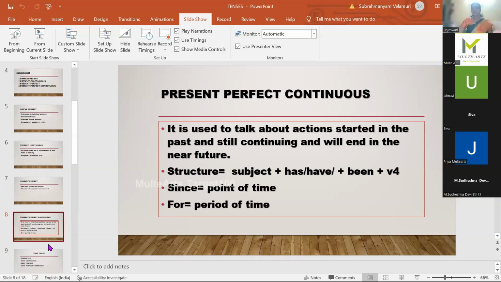The last one in the present is present perfect continuous. It is a combination of two: perfect and continuous. So whenever you find the word continuous, the verb is going to be in ing form. This refers to an action started somewhere in the past and still continuing and may end in the near future. Sometimes we keep on writing some books. We start in the morning. Now also we'll be writing. When are you going to finish? 1 hour, 2 hours, by evening you will see. So it is used, for example: please stop scribbling. Somebody is scribbling on the screen. Can you please stop that?